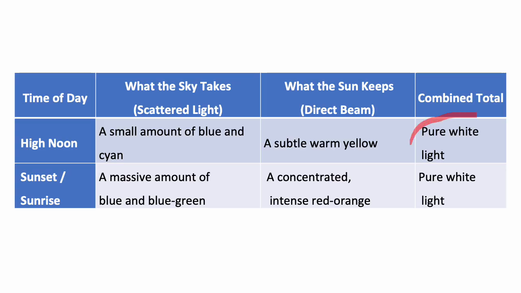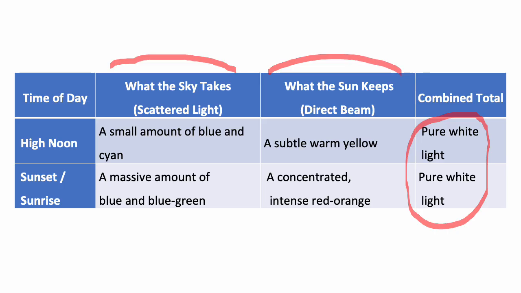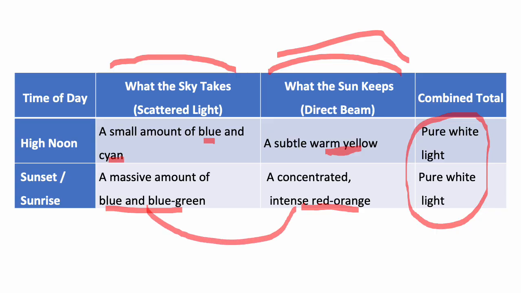The sunlight is pure white before it reaches our atmosphere. And then it gets divided up into what the sky takes from scattered light and what the sun keeps in its direct sunbeam. So at high noon, we have a small amount of blue and cyan light scattered, whereas at sunset, we get a massive amount of blue and green scattered. And what the sun keeps is the rest. So at high noon, it becomes a warm yellow, and at sunset, it becomes a red-orange. And this plus this equals white light.